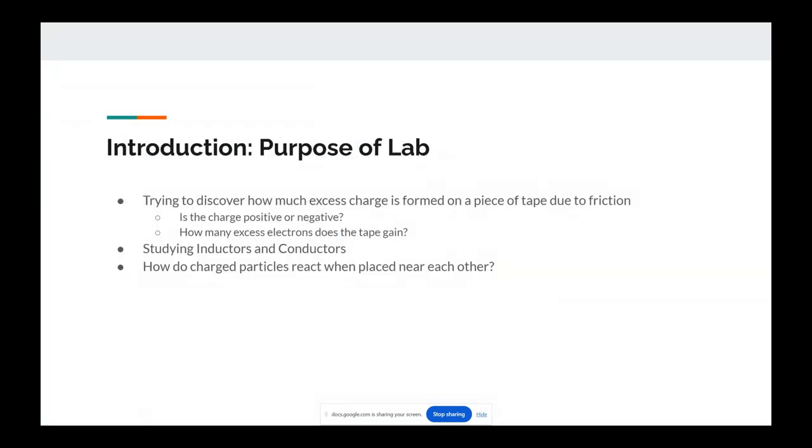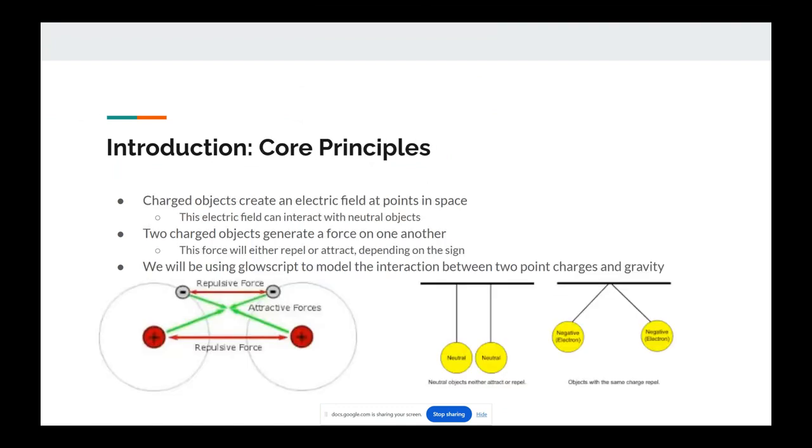The purpose of this lab was trying to discover how much excess charge is formed on a piece of tape due to friction. We also want to know, is this charge positive or negative? And how many excess electrons does the tape gain or lose? We will be studying inductors and conductors, and how charged particles react when placed near each other.